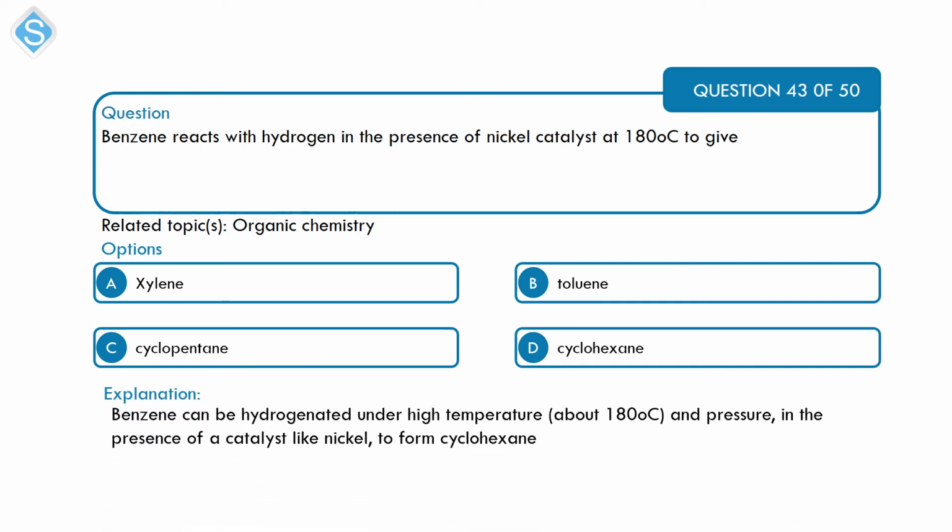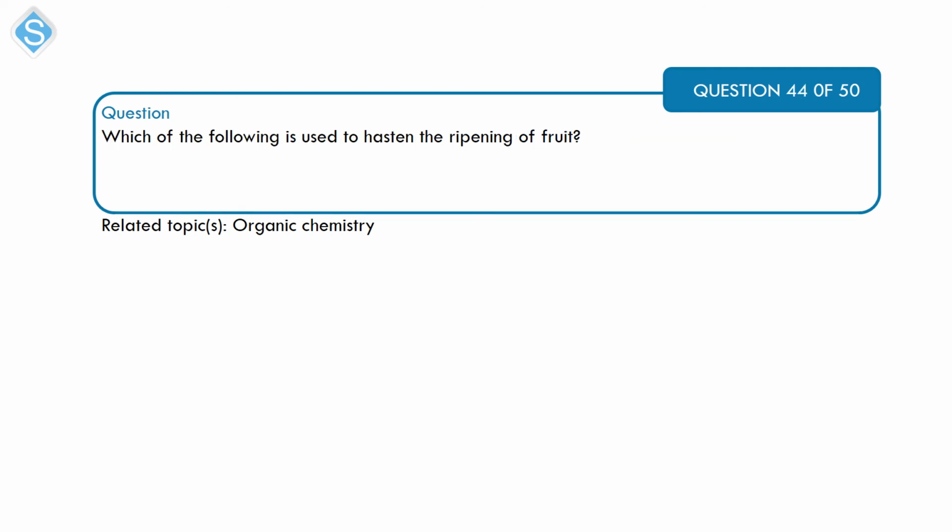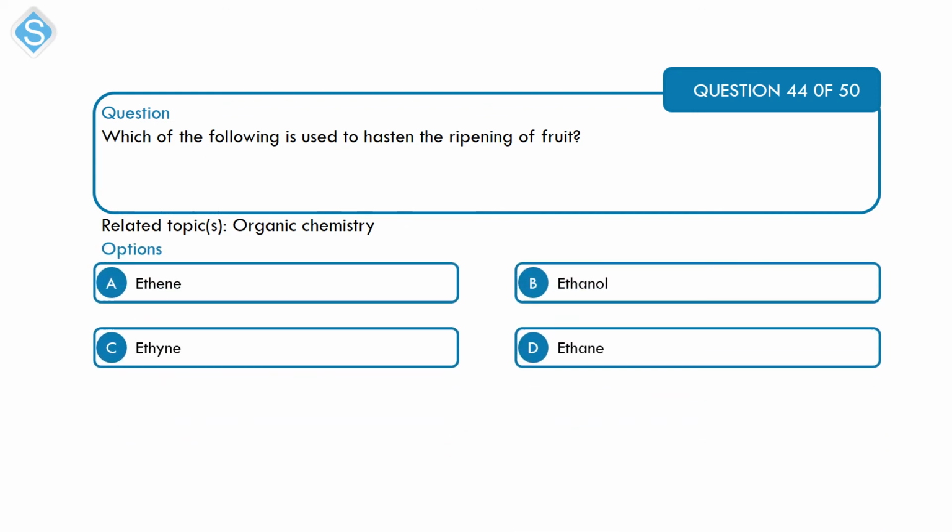Okay, so benzene can be hydrogenated under high temperature and pressure in the presence of a catalyst to form cyclohexane. That's D. Next, which of the following is used to hasten the ripening of fruits? A ethane, B ethanol, C ethane, and D ethane.